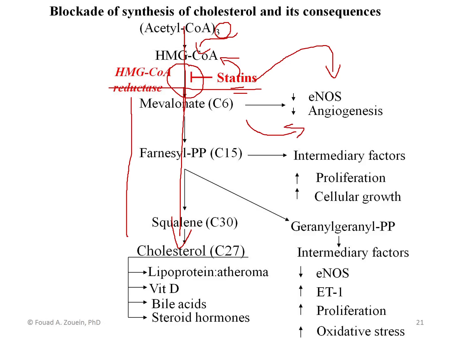For instance, mevalonate decreases eNOS. eNOS is important in the formation of NO, and we know how NO is protective to the vessels. Decrease in angiogenesis. Others, such as this byproduct here coming from farnesene, decrease eNOS formation, increase endothelin 1, which is a vasoconstrictor, and increase oxidative stress. So if anyone asks you why statins are protective outside dyslipidemia, it's because they also inhibit the formation of these byproducts.